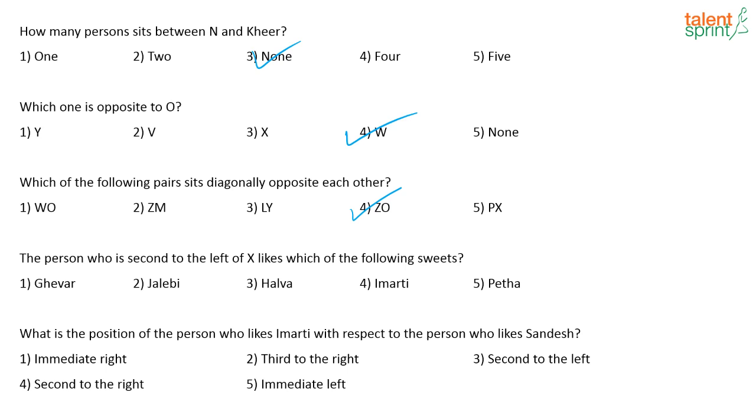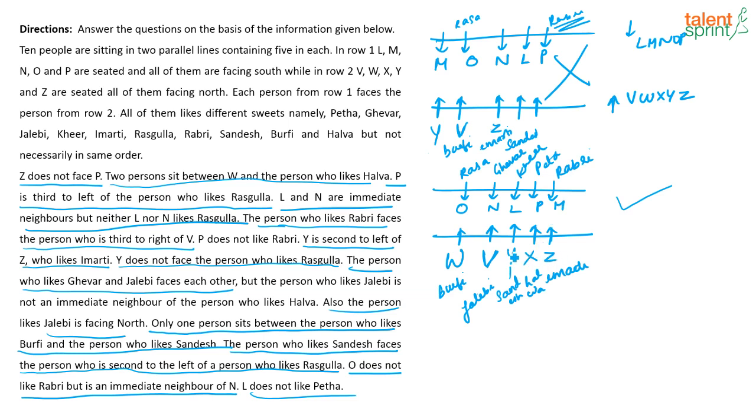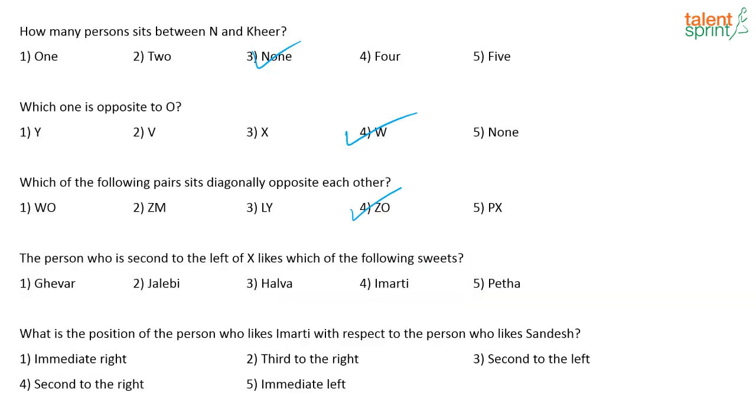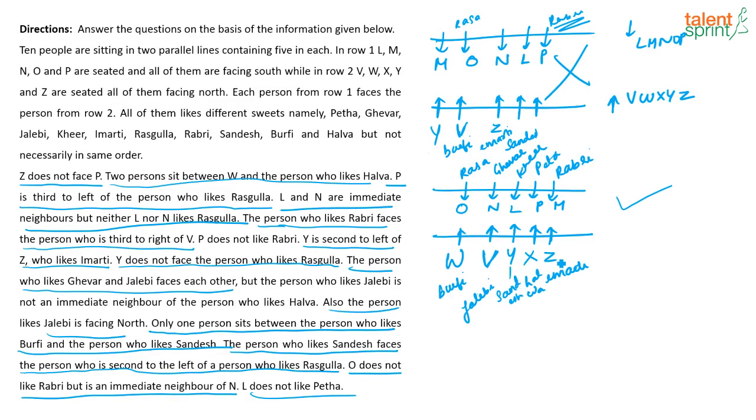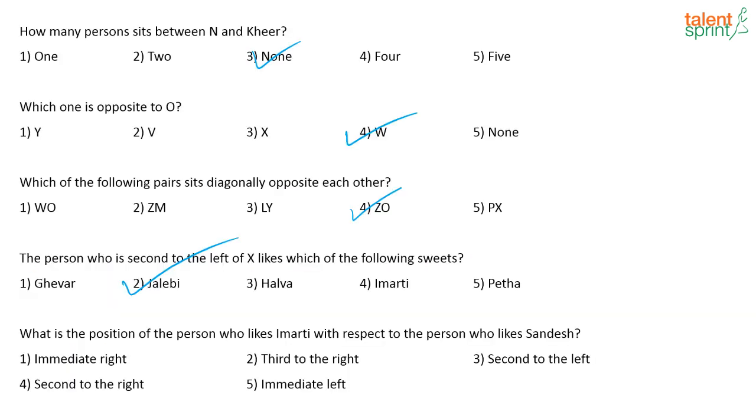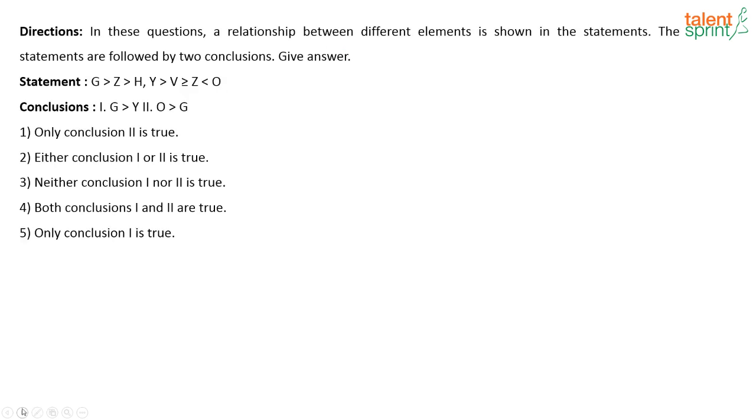The person who is second to the left of X likes which of the following sweets? Second to the left of X means 1, 2, jalebi. What is the position of the person who likes Imarti with respect to the person who likes Sandesh? So Sandesh is here, Imarti is here. What is the position of Imarti with respect to Sandesh? Second to the right. Option 4 is your answer. Done? Moving on, next question.